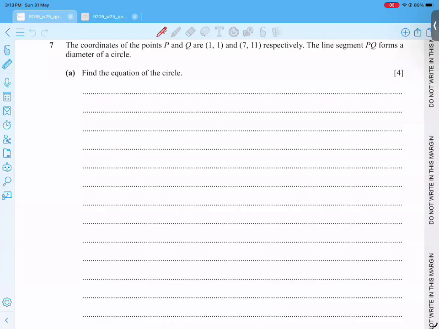Question number 7, students. Now we are going to start with points P and Q, and PQ forms a diameter. Find the equation of the circle. Though we can do it directly, I will try to do it close to an accurate diagram, I mean sketching very close to accurate. So 1, 1 and 7, 11.